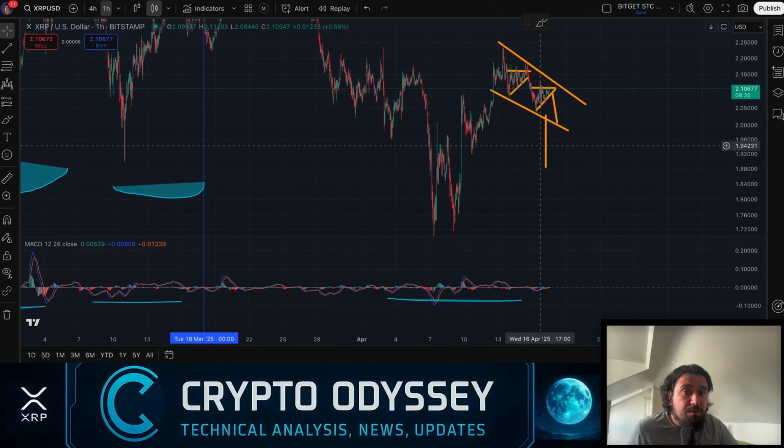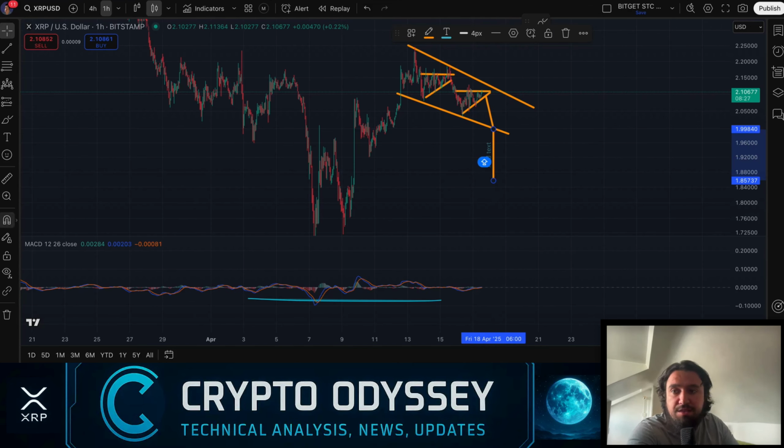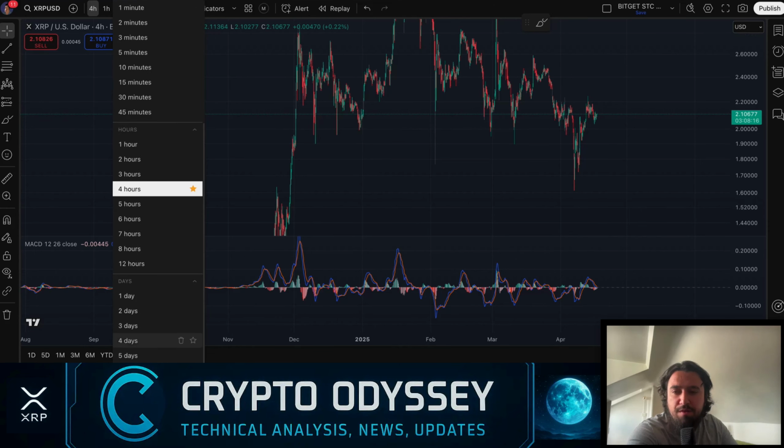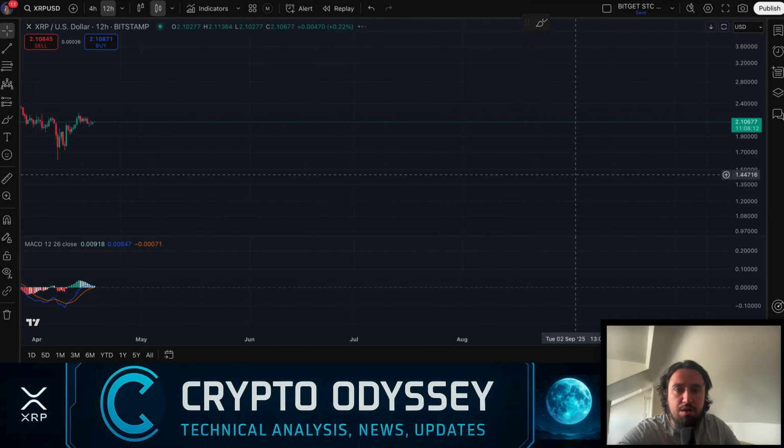Yeah, if we break that to the downside, then we're looking again at coming down to these lower levels. We'll see price come down. Now let's just clean this up for a second. We're going to go onto the 12-hourly chart because there is something interesting to look at.